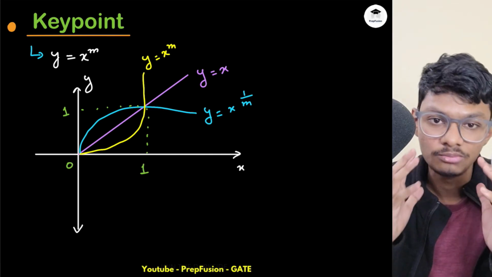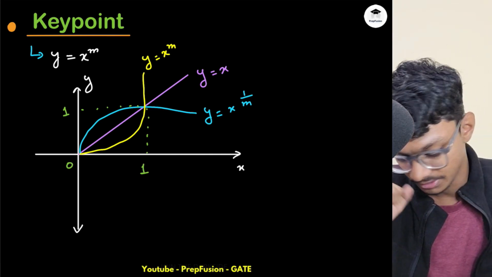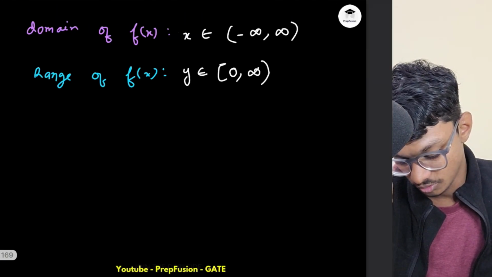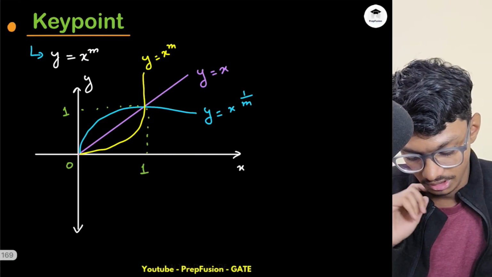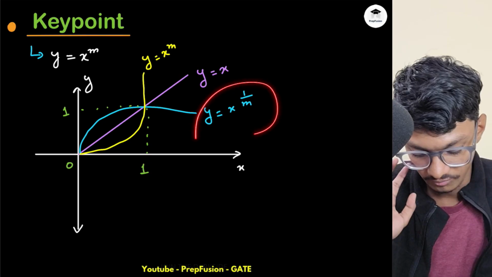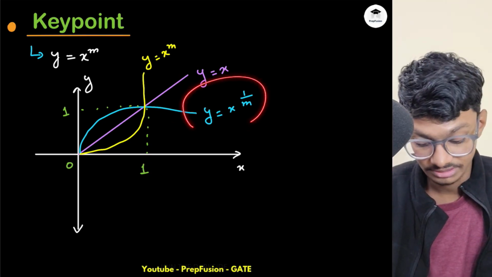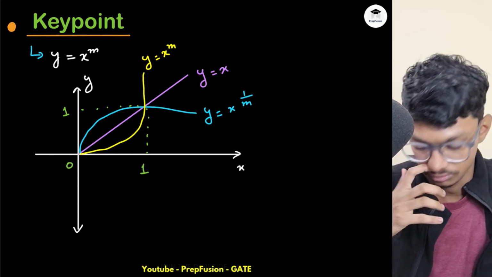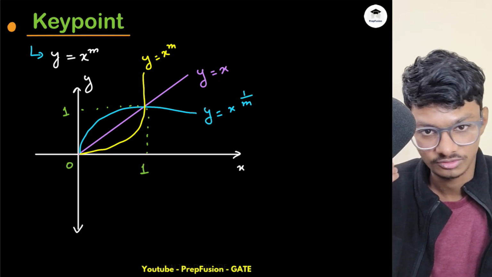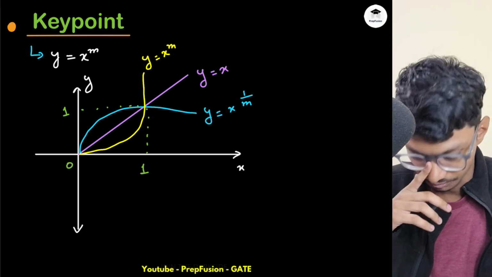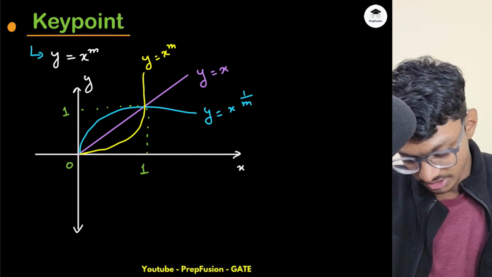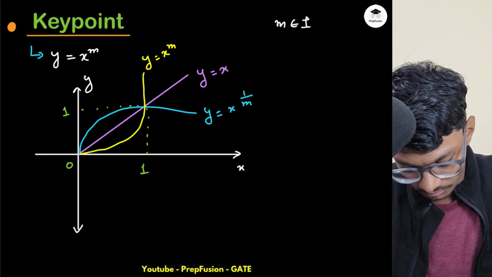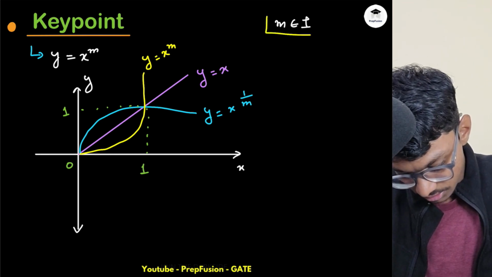One key point I want to say is that if y is x raised to power m, and then y equals x, this is a linear function, and y is x raised to power 1 by m. This is basically the square root function. We haven't done the square root function, so in the next example I will compare all three. This is like the square root function if m equals 2. So m has to be an integer.